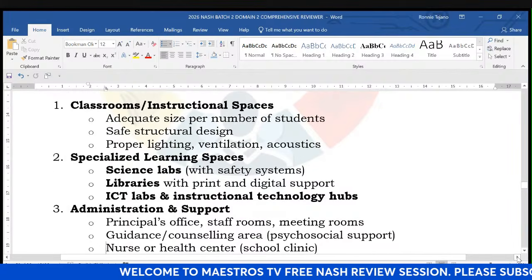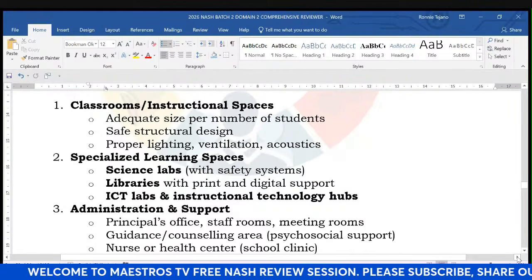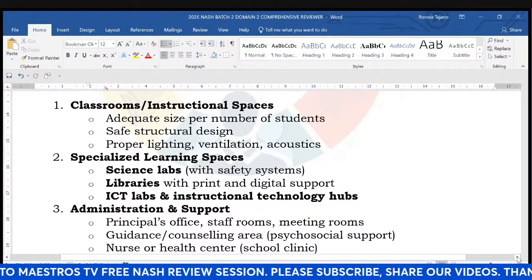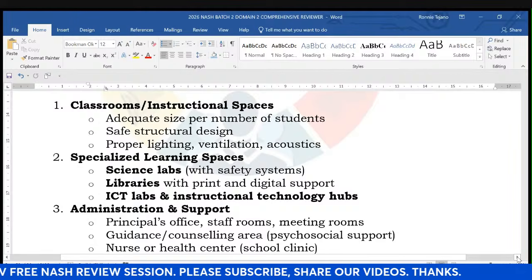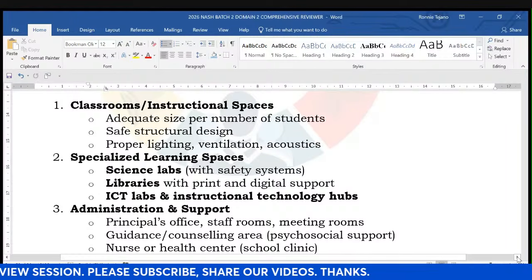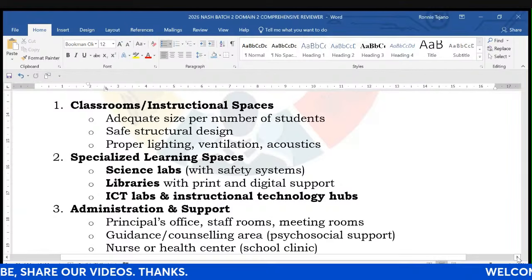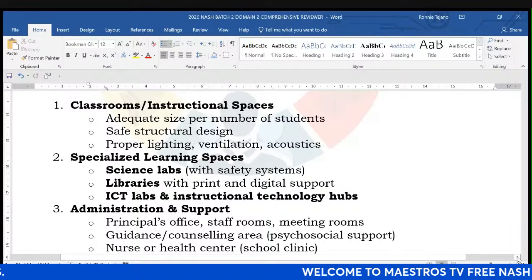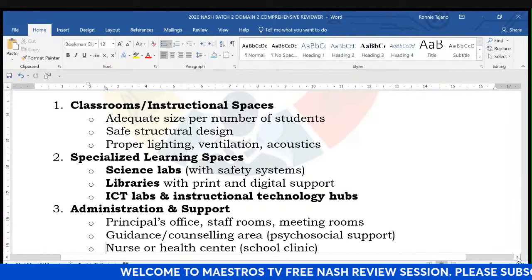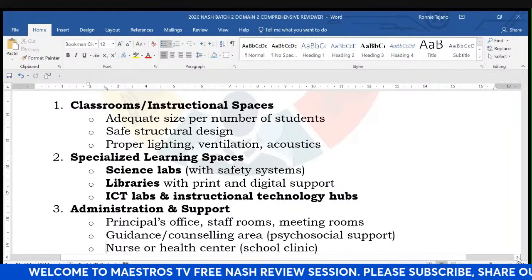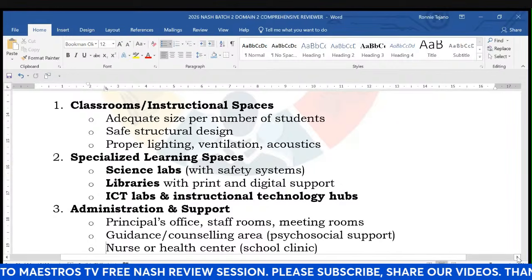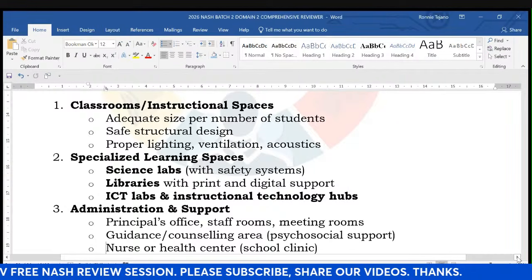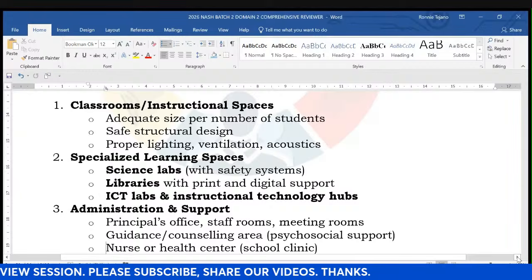Just run through them. For classrooms, we should have an adequate size per number of the students. Okay, that's the ergonomics. The safe structural design, the proper lighting, ventilation, and acoustics or the sounds. For specialized learning spaces, we have science laboratories. We also have buildings for libraries and ICT laboratories, which include instructional technology hubs.